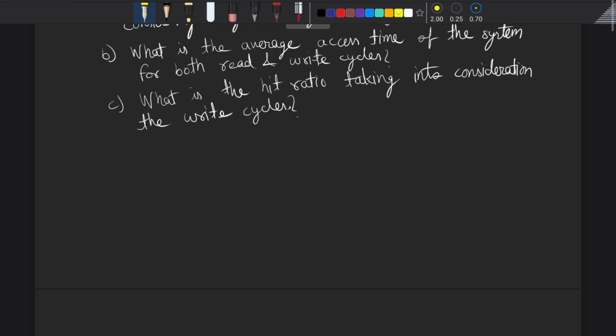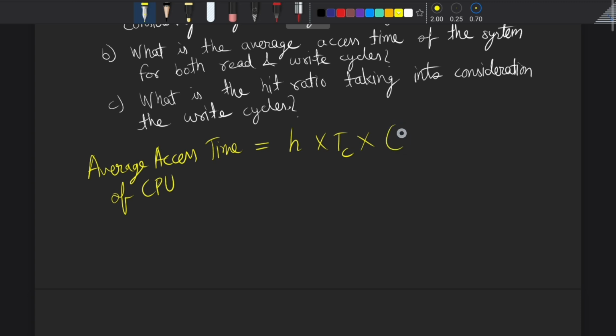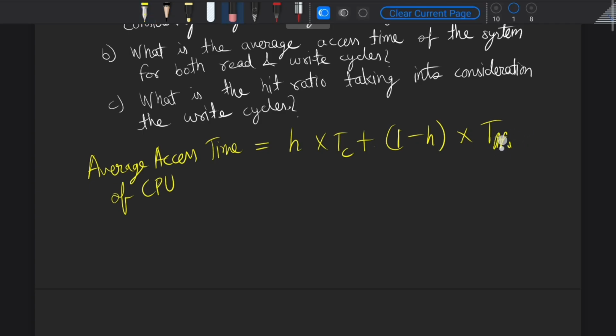So as we already know that average access time of CPU is equal to H, that is hit ratio, into TC, that is cache access time, plus 1 minus hit ratio into TM, that is cache time penalty.